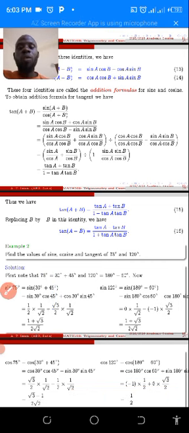At this point, I'll pause here, and in our next attempt, we'll take examples.